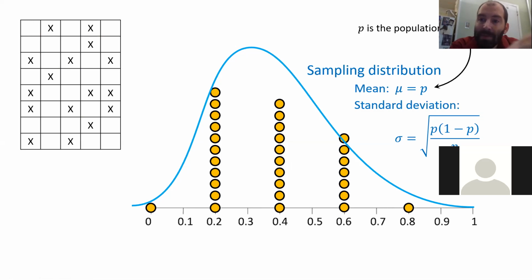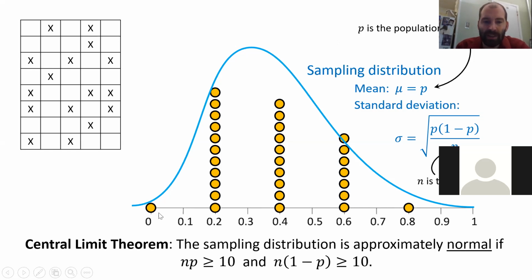Now, the central limit theorem says there's something very special about this distribution, something very wonderful. Oh, I forgot to point out, in this formula for the standard deviation, the n is the size of our sample. In this demo that I did here, the sample size was 5. So each sample took 5 cells. The central limit theorem says the sampling distribution is approximately normal.